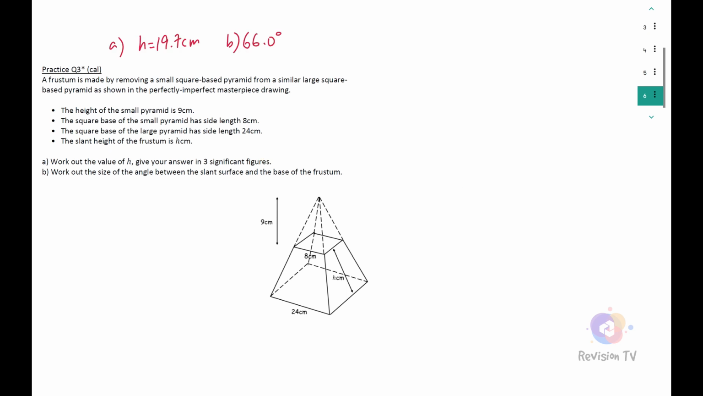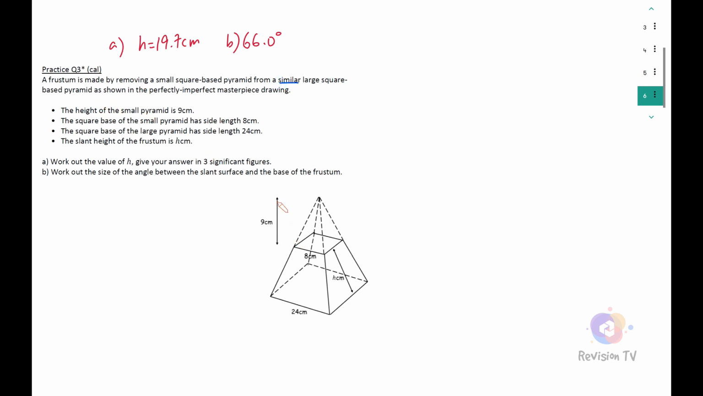The answer, first of all, is 19.7 and 66.0. If you got it right, well done. Move on. Brilliant. If you don't, you can hear my explanation. Here we go. So, frustum. What's a frustum? A frustum is made by removing a small square base pyramid from a similar large square base pyramid. So it's about similar shapes as well.